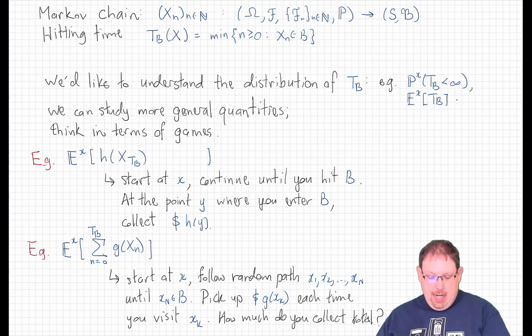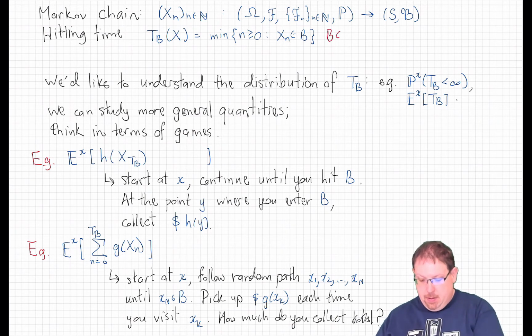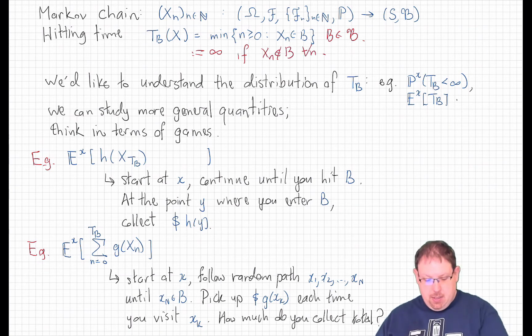Then the hitting time TB is the random variable associated to x, which is the smallest time, including 0, at which xn is in B, where B is some measurable subset of the state space. And we define this to be infinity if xn is never in B. So TB is a random variable that takes values in the natural numbers together with plus infinity.